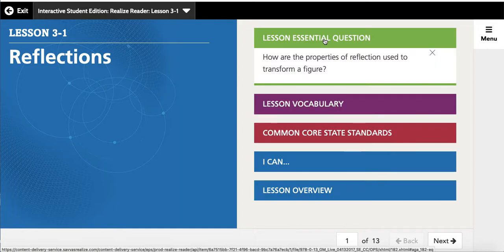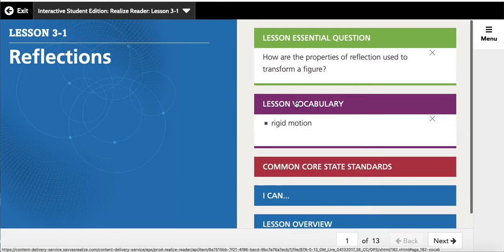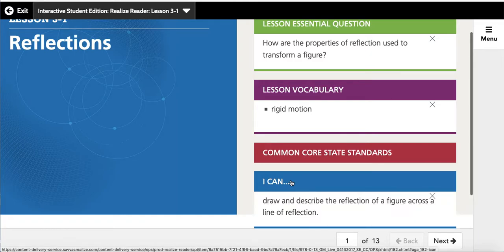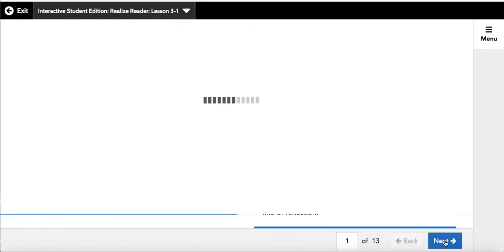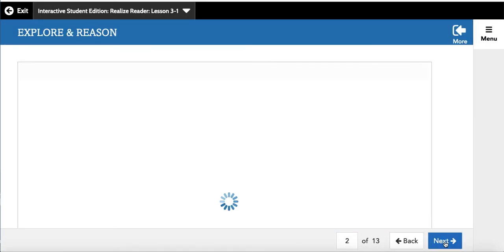The lesson essential question: how are the properties of reflection used to transform a figure? We have rigid motion as the vocabulary. And in the end, you'll be able to draw and describe the reflection of a figure across a line of reflection. Moving on to the first example.